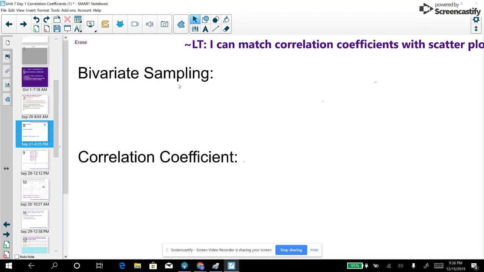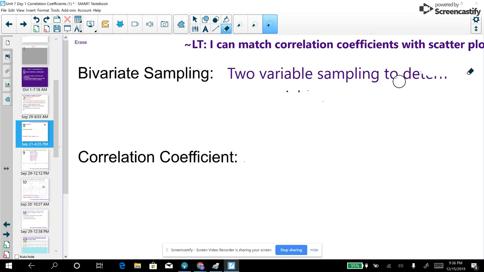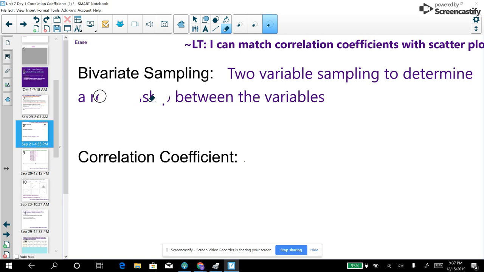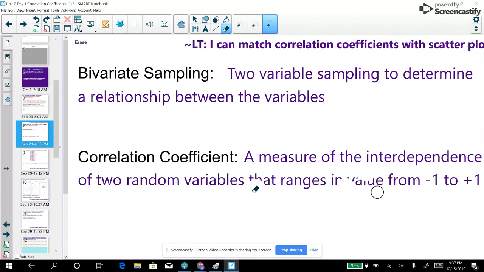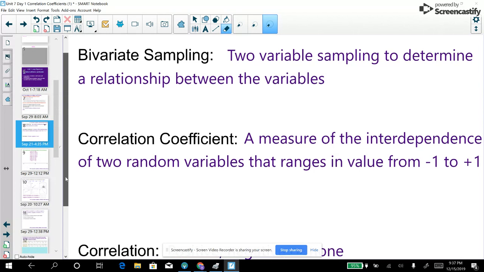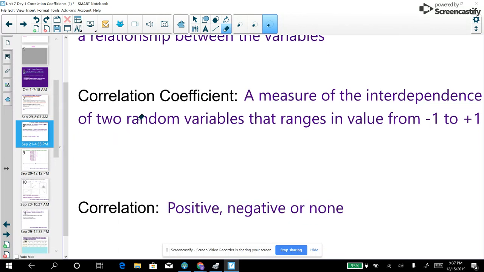So bivariate sampling, that's what we're going to be looking at here today. Bivariate sample, bi meaning two, like bicycle or biped. It's two variable sampling to determine a relationship between the two variables. So is there something actually happening there? And correlation coefficient, that's a measure of the interdependence of two random variables that ranges in value from -1 to +1. What you should have seen on that first app is that you can never go lower than -1 and you can never go higher than +1. So there is your continuum.